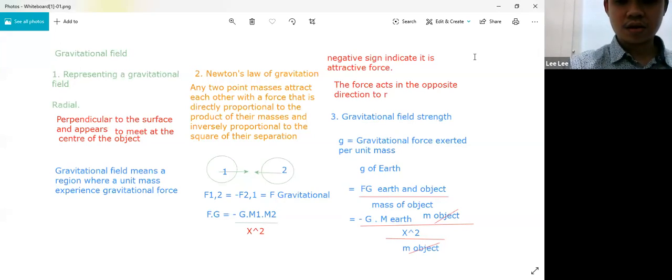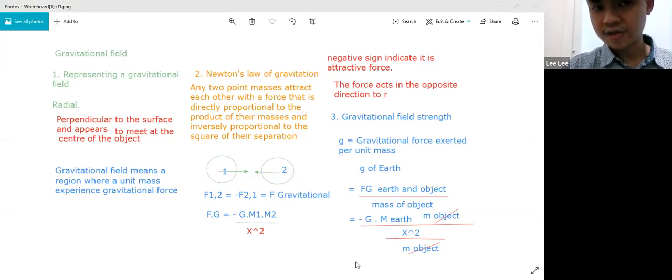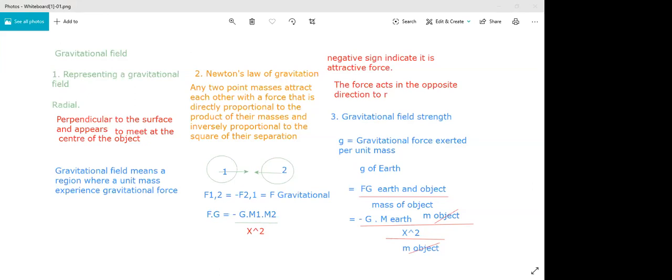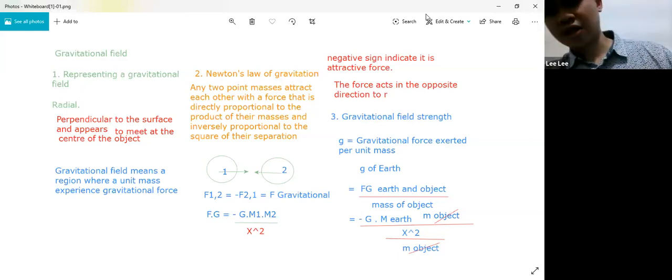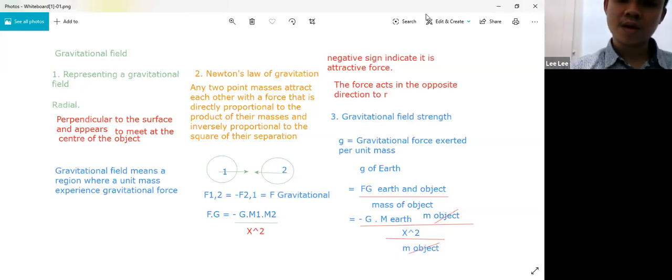The gravitational field is radial. If you are asked what the definition of radial is, radial is always perpendicular to the surface of the planet. You see the whiteboard on your screen, right? Yes, sir. Okay, so if you are asked the definition of radial, radial means the lines are always perpendicular to the surface of the object.